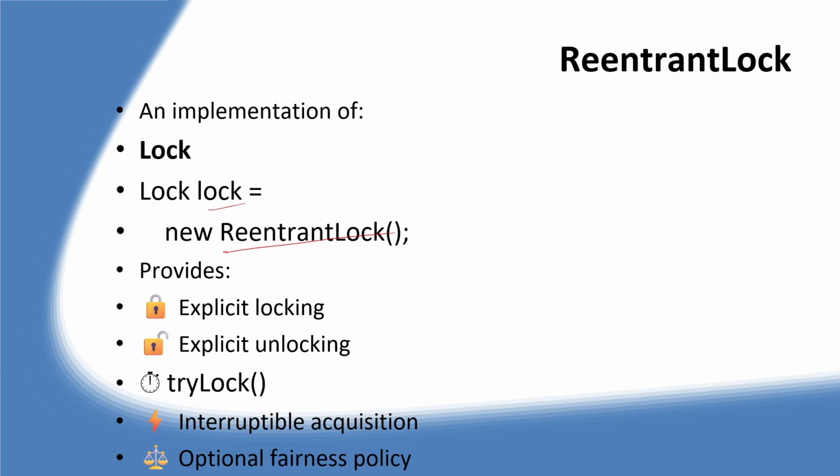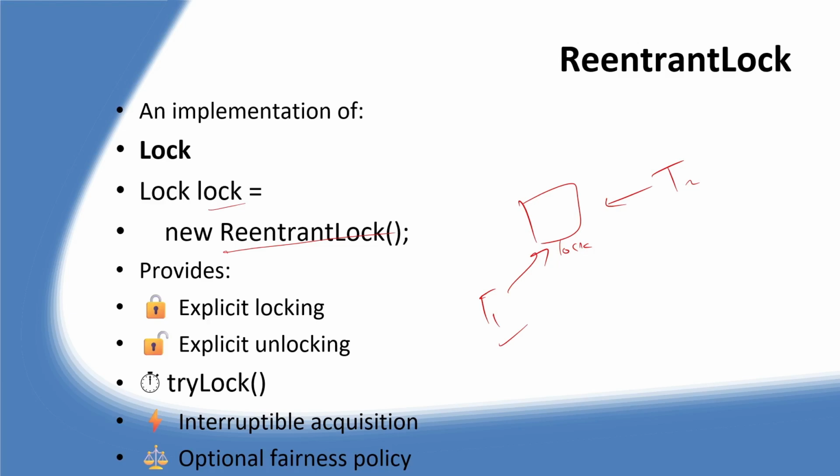ReentrantLock provides mutual exclusion similar to synchronized. If one thread holds a lock, another thread that needs the same lock cannot enter, right? It cannot enter. Why? Because T1 is holding the lock.